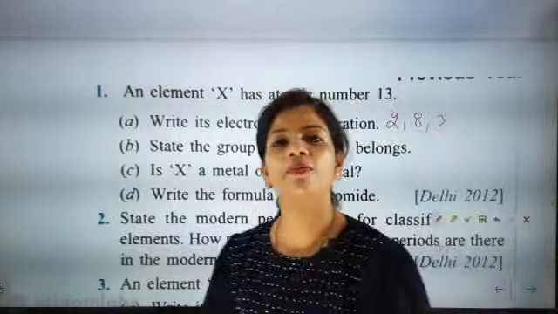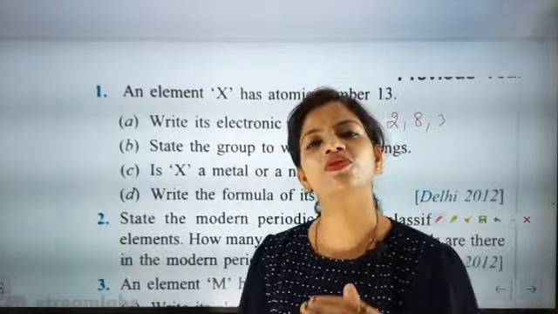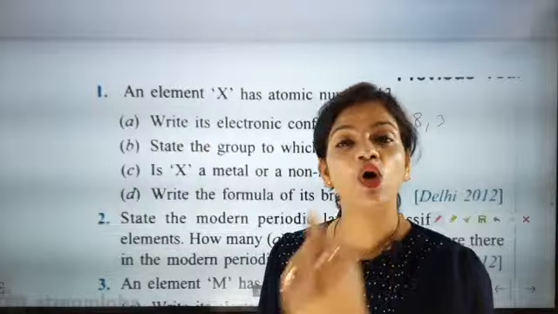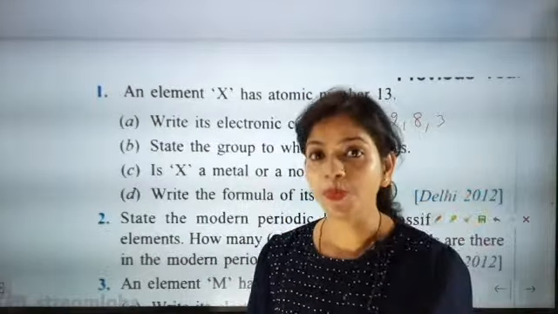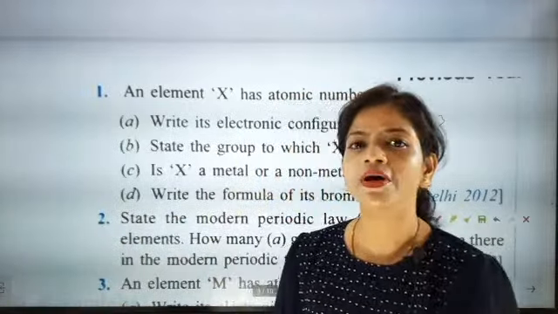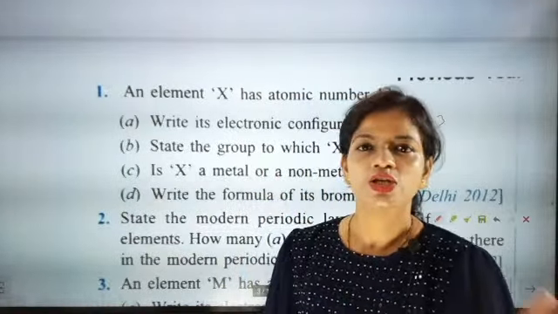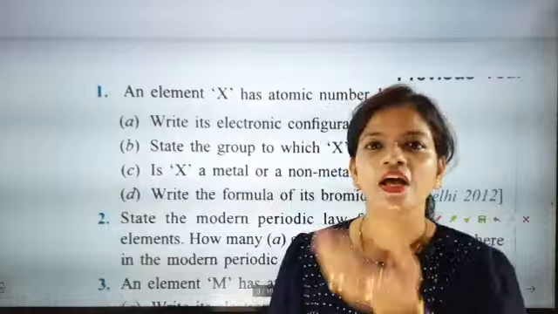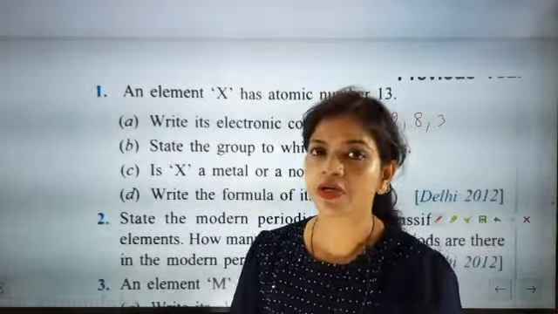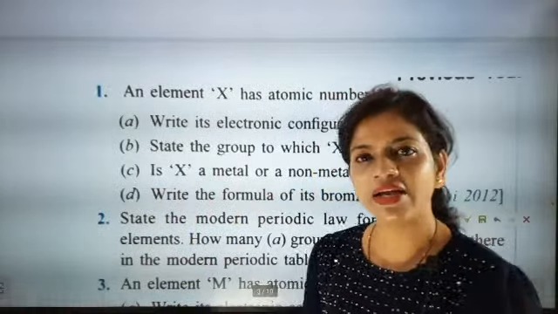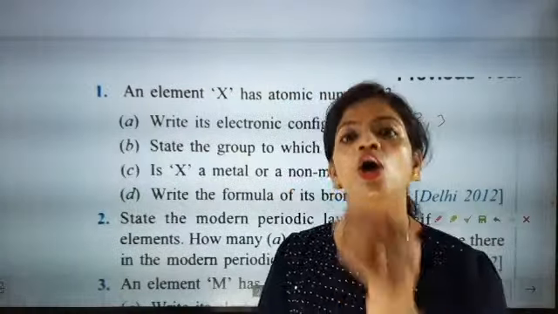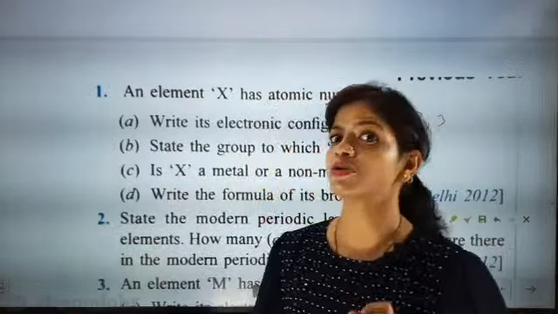See, always remember, for the one whose atomic number comes after 10, their group number and atomic number will be the same. After 10, like 11 is sodium, then magnesium, aluminium. That's what I said. 13 is aluminium, the atomic number of aluminium is 13, group 13. After aluminium, silicon, atomic number 14, group 14. This is the most important thing.